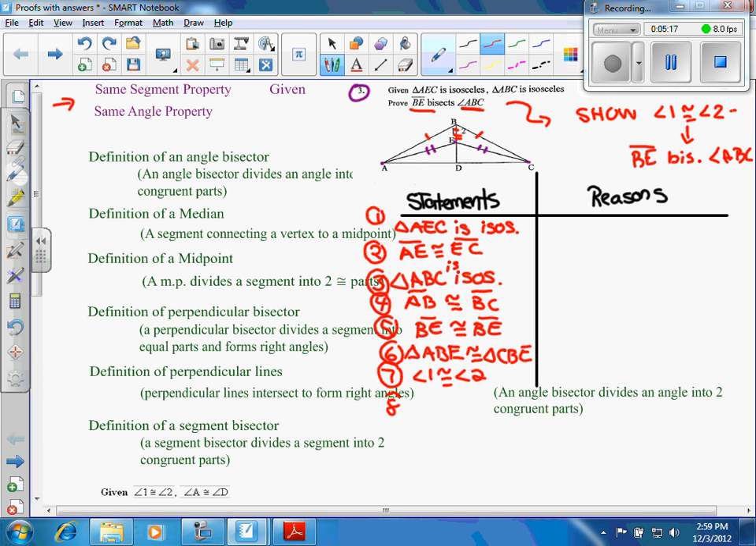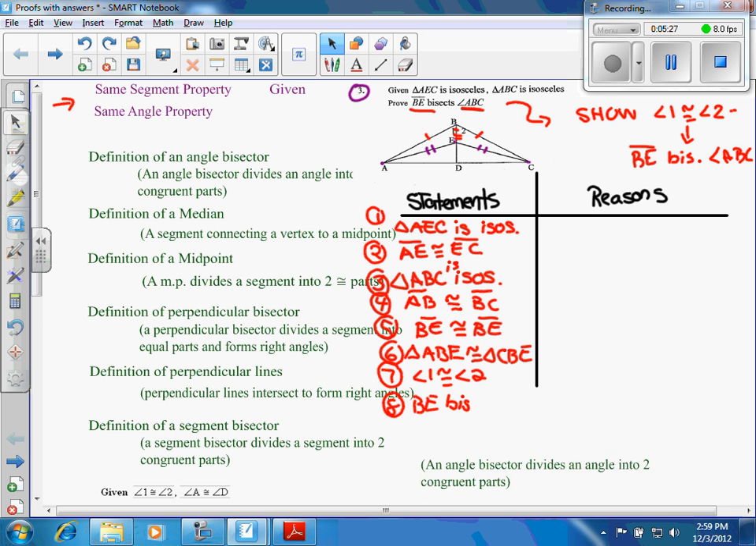And so then I can say, if I have my proof statement, BE bisects. So obviously I've got a little crowding here. Oh, but how handy is that? That's going to be my reason.